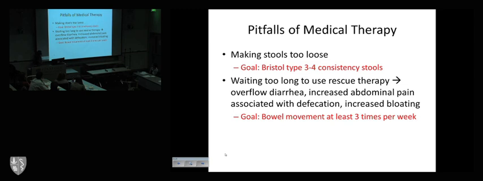So some of the pitfalls of medical therapy for constipation is making the stools too loose. So what you want to do is try to aim for Bristol type 3 or 4 stools. And what I tell my patients is that if you make it too loose, it's like you're making your rectum work too hard, because the rectum is trying to push against the stool, and if it's loose, all the stool is doing is just kind of sloshing around in the rectum. So it's a visual that helps patients to minimize overutilization of the laxatives. And then waiting too long to use rescue therapy.